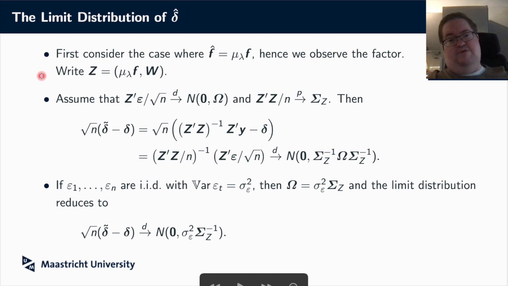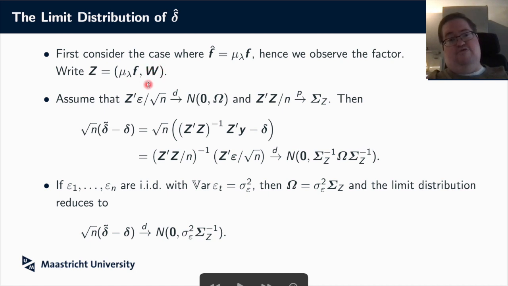Well, let me start again with the case where we observe the factor. So I'm still working on the one factor. So I'm working with one factor and I have this rotation mu lambda, which is the mean of the loadings. And I'm going to do my factor augmented regression on this factor and my W's.